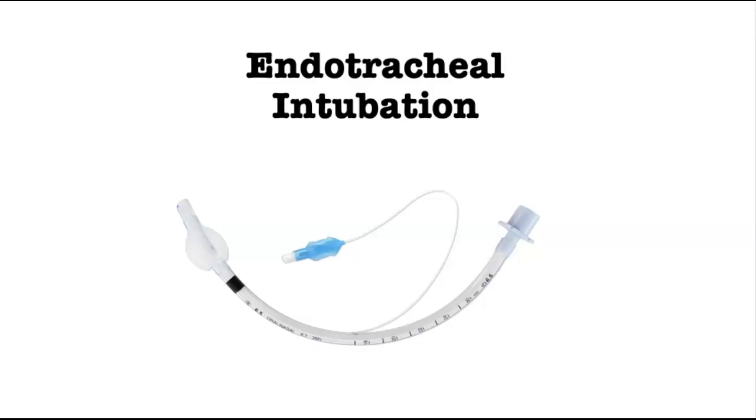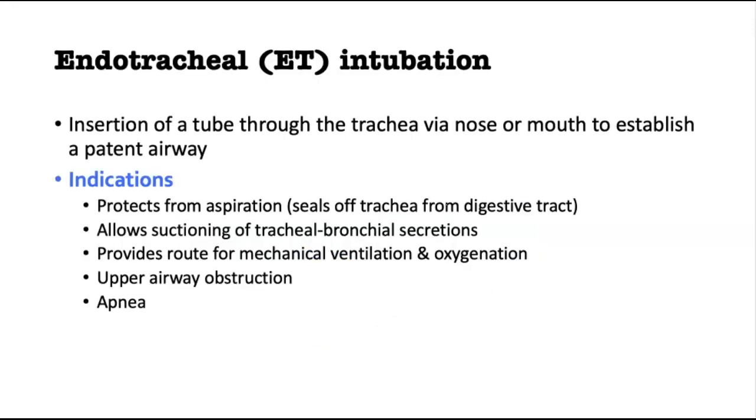So let's move on to endotracheal intubation. Endotracheal, or ET intubation, involves the placement of a tube into the trachea via the mouth or nose, which goes past the larynx. So what are the indications? The indications include someone who is at a high risk for aspiration.